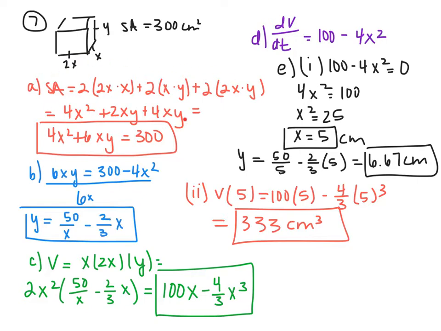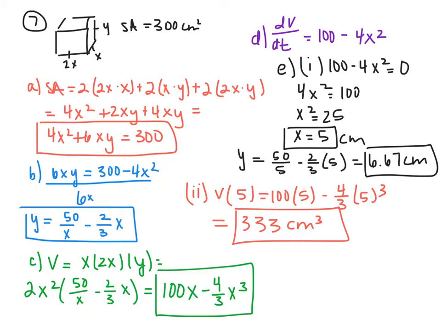So I found the surface area of the box, which is the area of all the rectangles added up. So there's two rectangles that have dimensions of 2x times x, so the bottom and the top. There are two rectangles that have dimensions of x times y, so the two sides. And there are two rectangles that have dimensions of 2x by y, the front and the back. So if you add all of that up and set it equal to the known surface area of 300, you get your 4x squared plus 6xy equals 300.